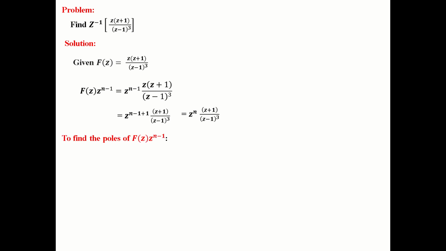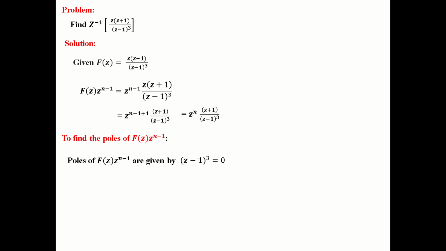Now to find the poles. From those poles we can find residues. From that we can easily find the z inverse, right? Now the poles of F of z into z power n minus 1 are given by putting the denominator equal to 0. So take the denominator, that function is equal to 0, right?